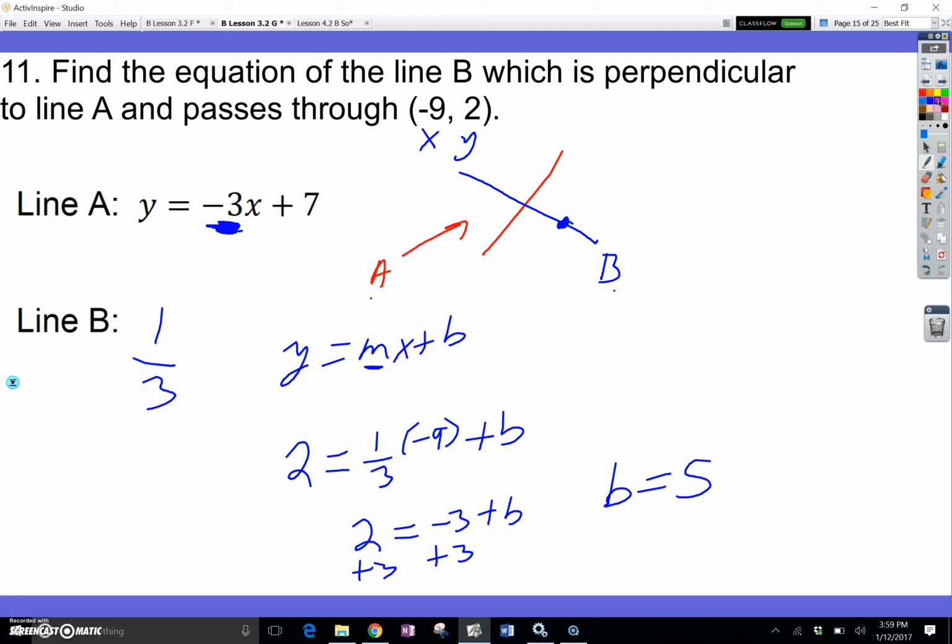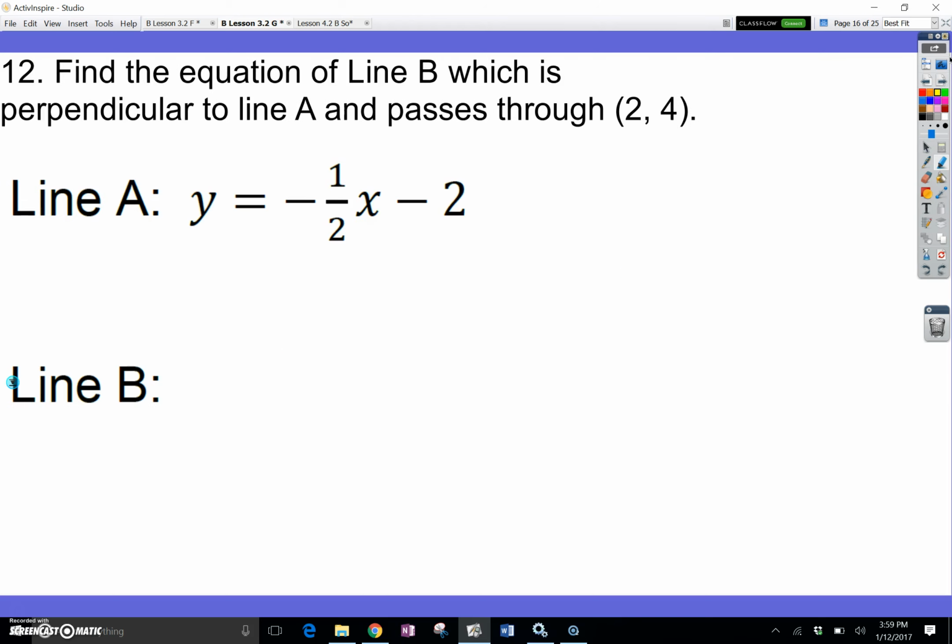So now my new equation of the line is you just take your slope, you take your b value, and you plug it into y equals mx plus b, which will look like y equals 1/3 x plus 5. So that's the equation of the line. Now the key thing with perpendicular, remember, you look at your two lines, and it's always the opposite reciprocal. So we got 1/3 and we got negative 3 there.